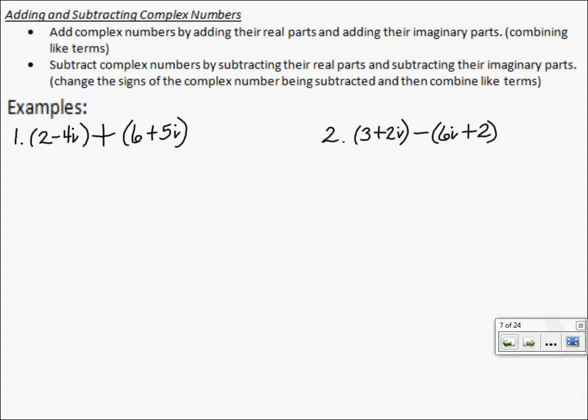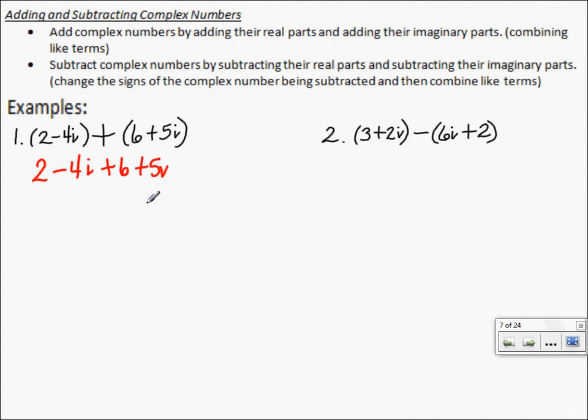We have number 1, the quantity 2 minus 4i plus 6 plus 5i. So the first thing I would suggest doing is, just for adding, remove the parentheses. So 2 minus 4i plus 6 plus 5i.